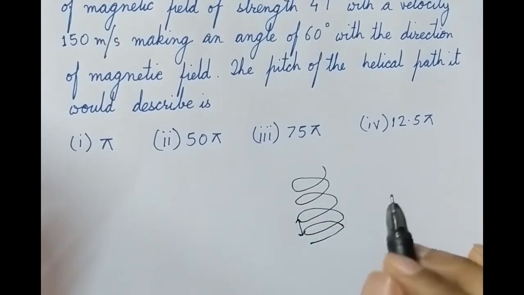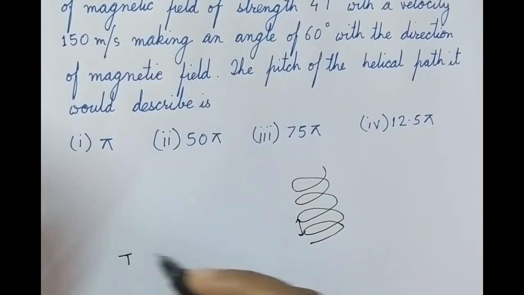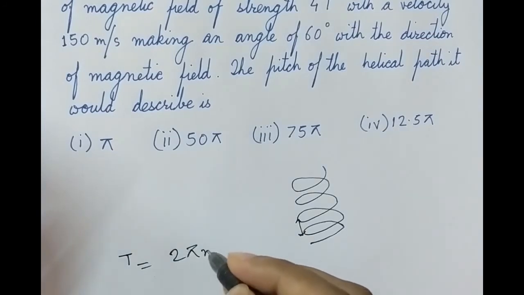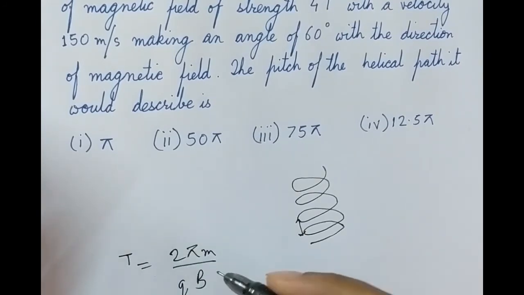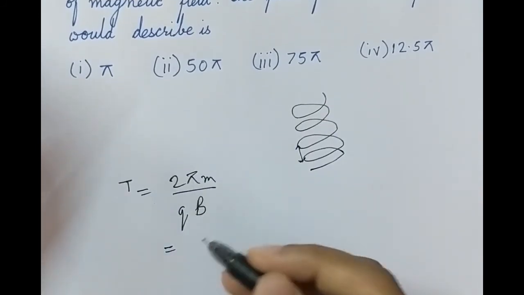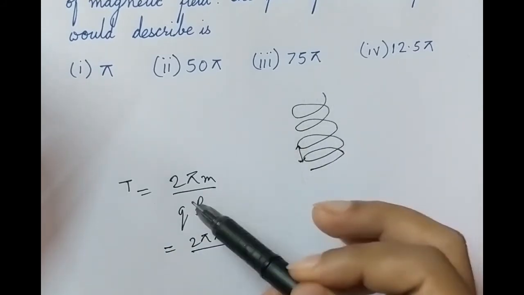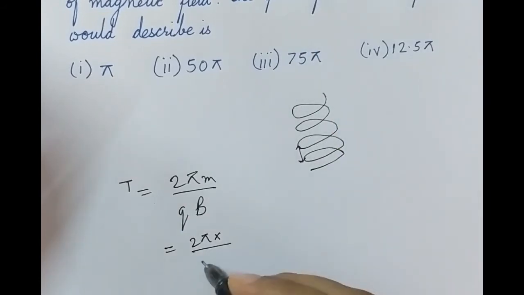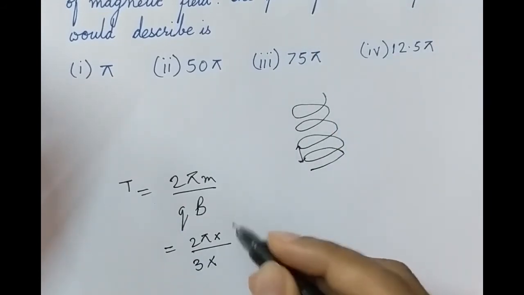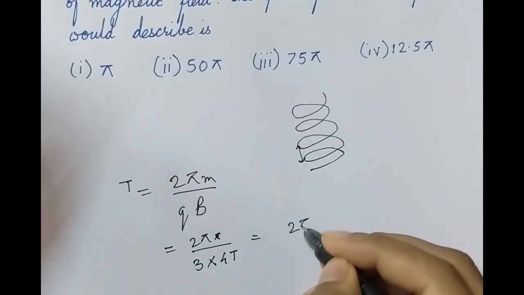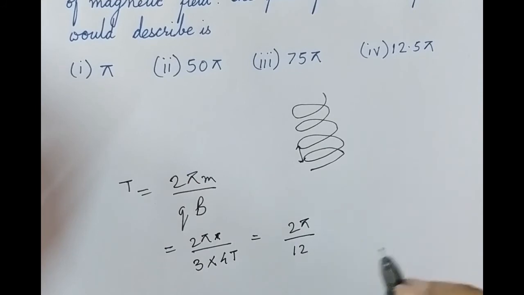So to find that, the first thing we need to find is the time period of oscillations in this circular path. The formula for that is 2 pi m divided by qB, which we know for any cyclotron time period. Q by m is given to you, we put the remaining values in. The time period is 2 pi divided by the specific charge, given as 3 coulomb per kg, into your B, which is given as 4 Tesla. So you have 2 pi by 12 as your time period.